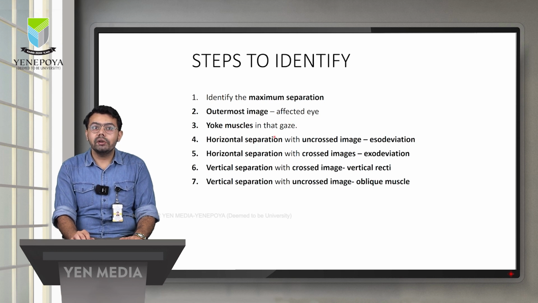The horizontal separation with uncrossed image will have eso deviation, as I have talked about previously: uncrossed image means eso, crossed means exo. So horizontal separation with crossed image has an exo deviation. If there is a vertical separation with crossed image, then definitely a vertical recti muscle is involved. And if there is a vertical separation with uncrossed image, an oblique muscle is involved.